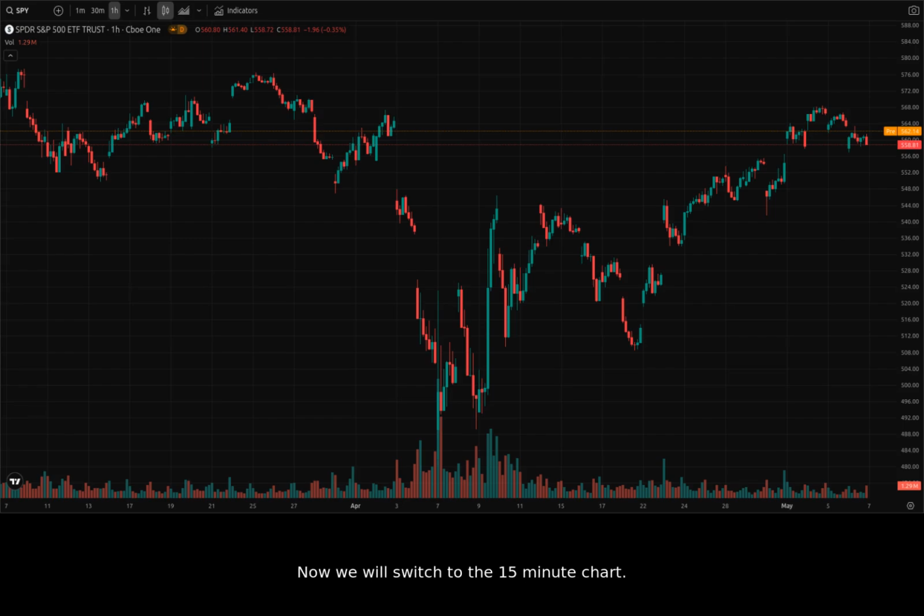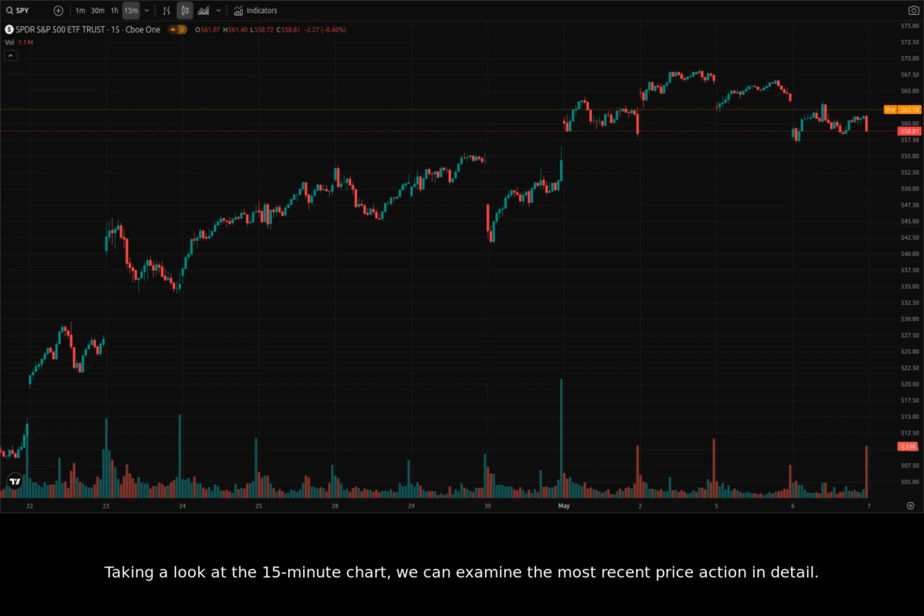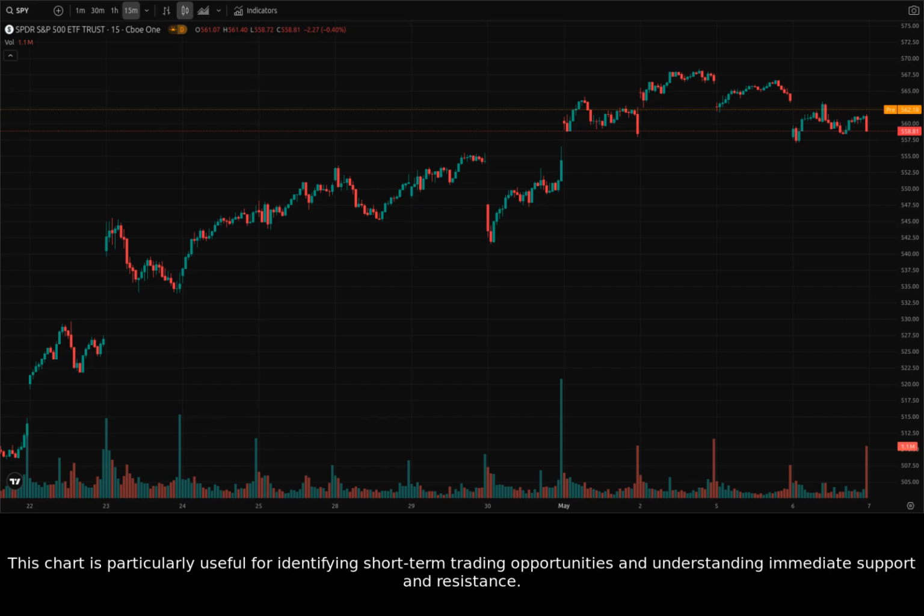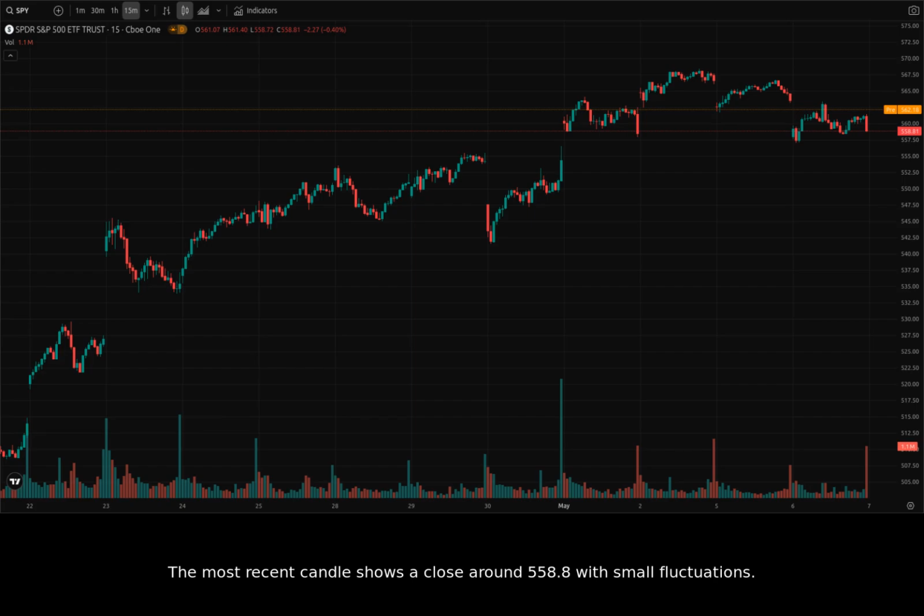Now we will switch to the 15-minute chart. Taking a look at the 15-minute chart, we can examine the most recent price action in detail. This chart is particularly useful for identifying short-term trading opportunities and understanding immediate support and resistance. The most recent candle shows a close around 558.8 with small fluctuations. From these last four candles, we can see it has had trouble breaking above 560. Pay attention to these levels for potential short-term trades.